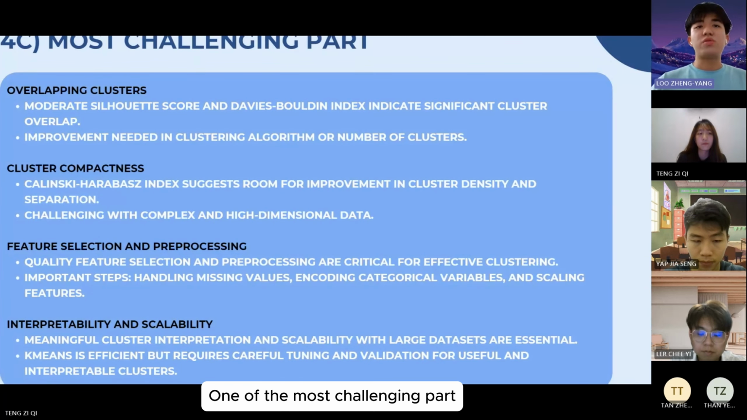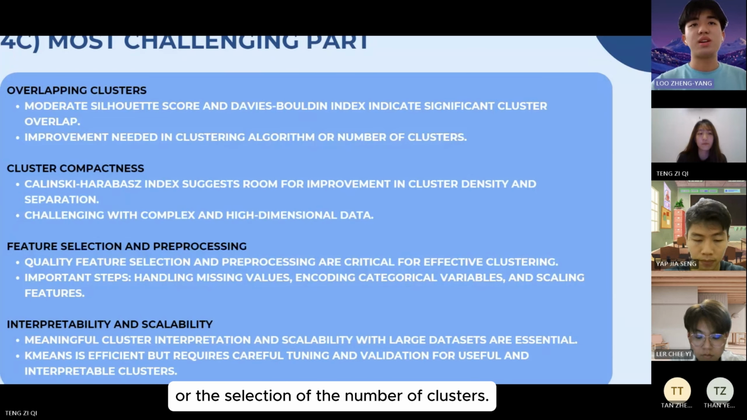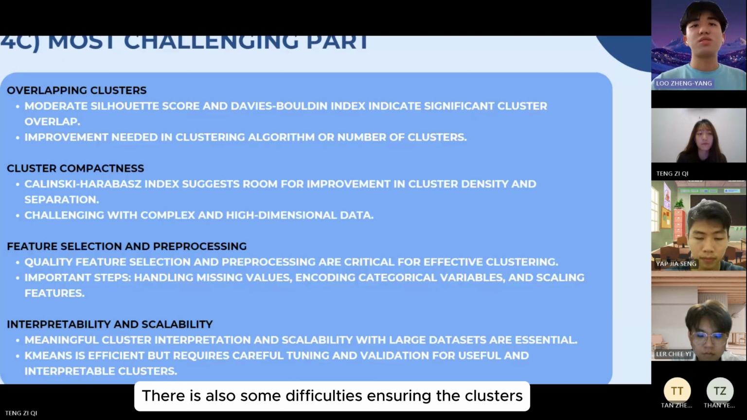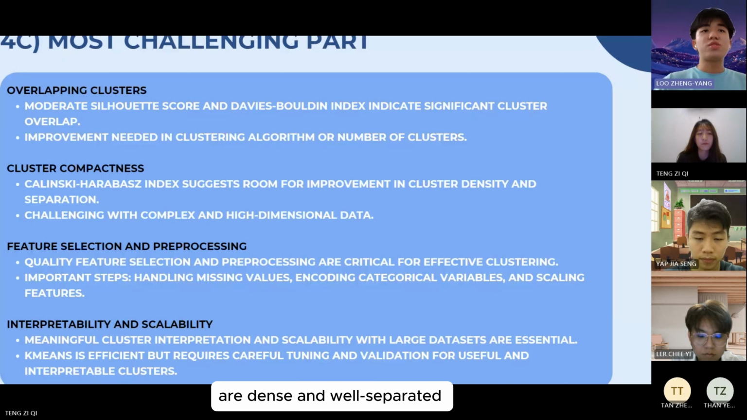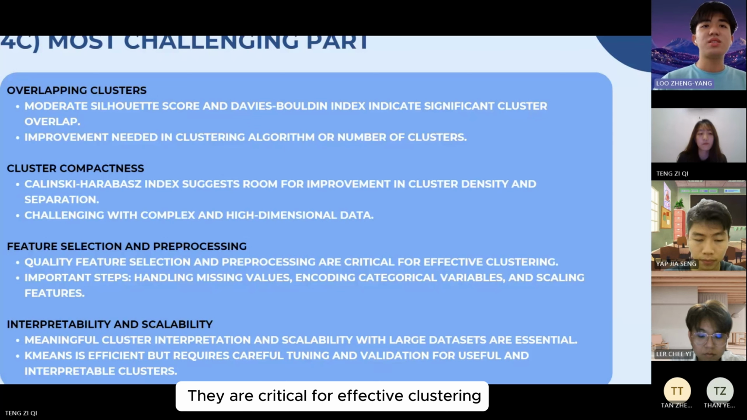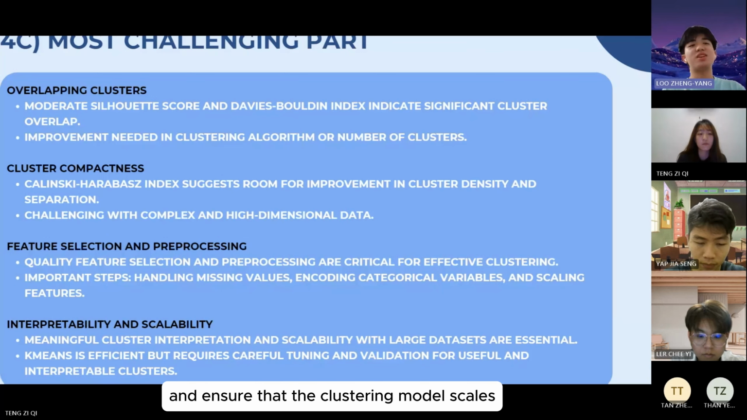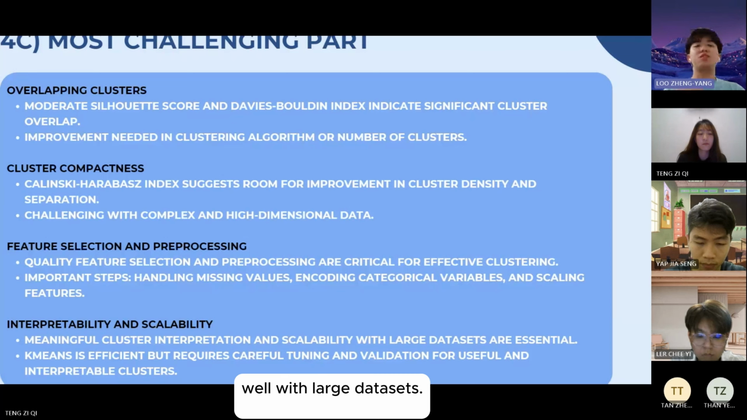One of the most challenging parts is overlapping clusters. It indicates a need for improvement in the clustering algorithm or the selection of the number of clusters. There are also some difficulties ensuring the clusters are dense and well separated. Feature selection and pre-processing can be challenging. They are critical for effective clustering. Lastly, interpretability and scalability are also challenging. They involve interpreting the clusters meaningfully and ensuring that the clustering model scales well with large datasets.